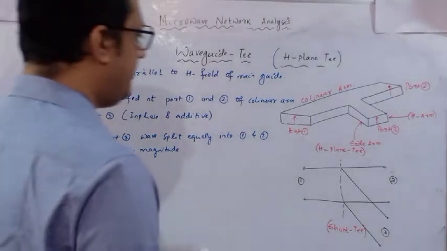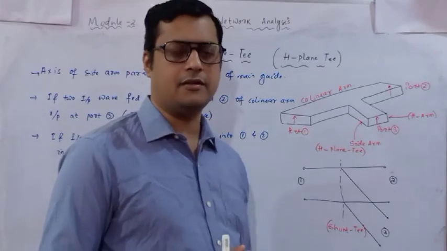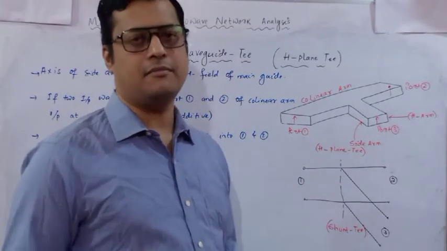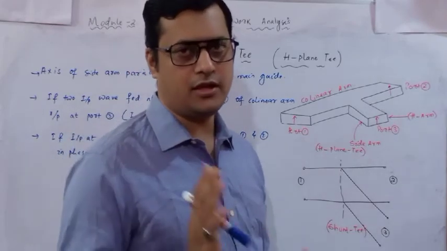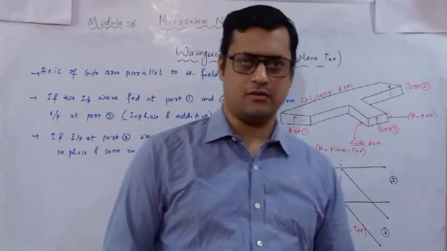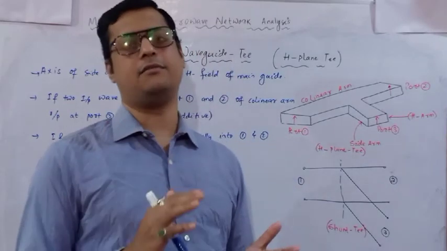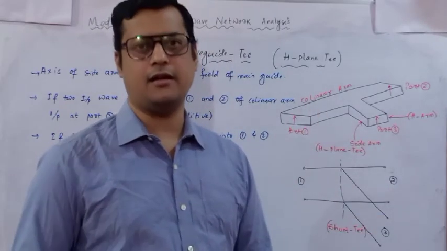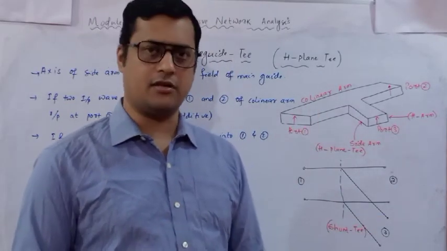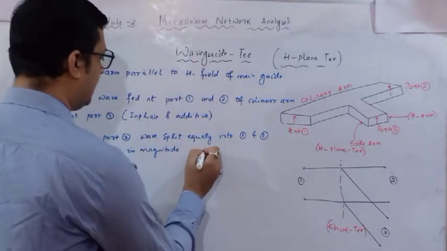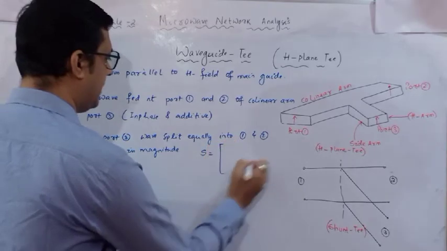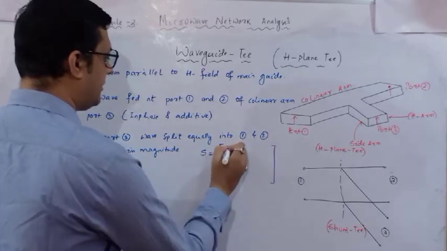In order to proceed with respect to the scattering parameter, we have to consider some features, such as which particular port is going to be match dominated, what will be the relationship with respect to the other ports, and how the power is going to be distributed. As it is a 3-port network, the total number of scattering parameters is 9.